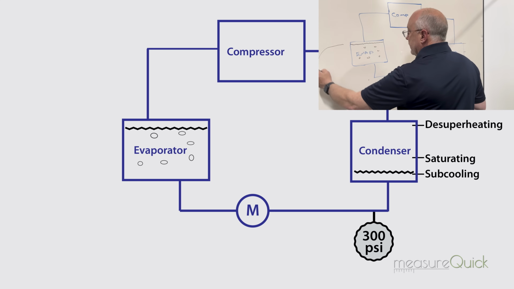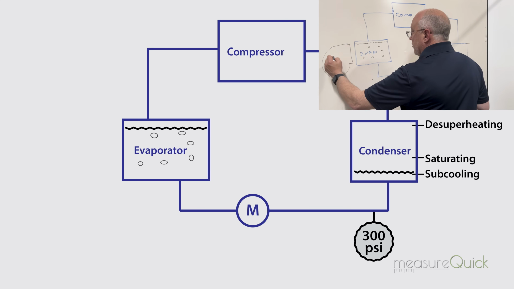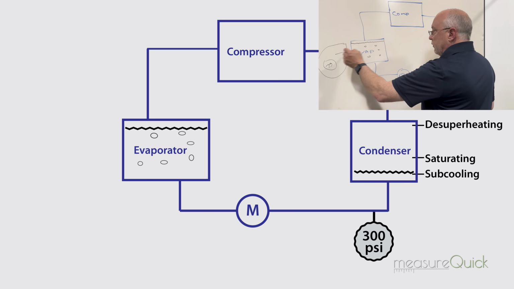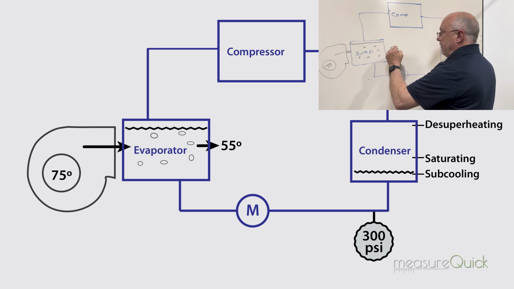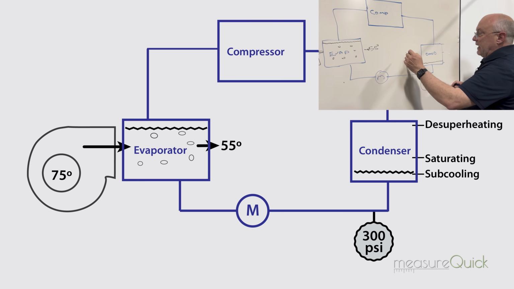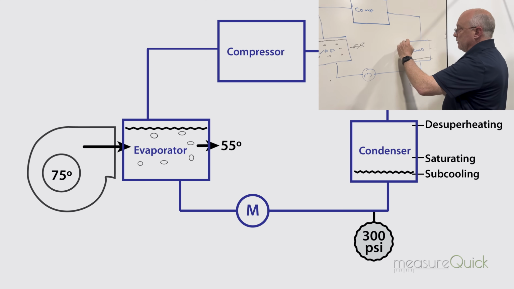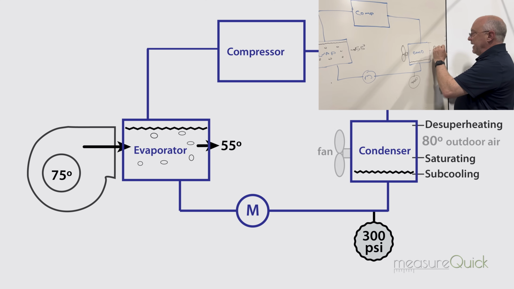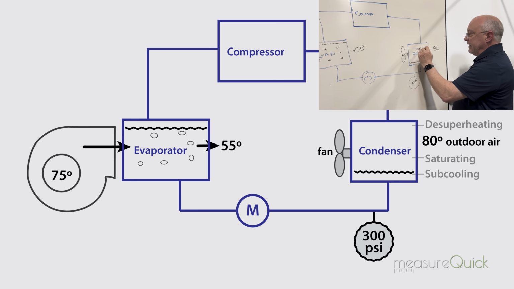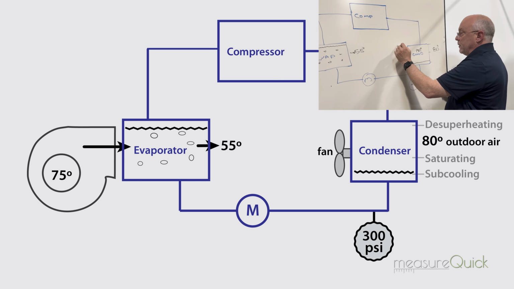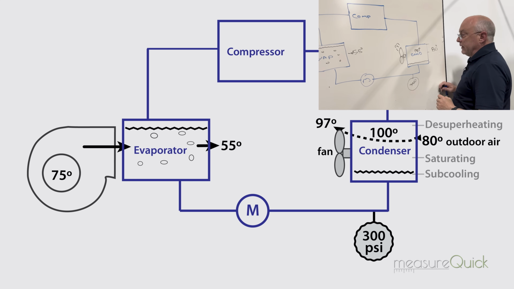We have the blower over here that's blowing air across the evaporator coil. It's blowing the air across, so we start, let's say, at 75 degree air. The refrigerant's absorbing heat and the air is coming out, let's say, 55 degrees, so maybe a 20-degree split across the evaporator, pretty typical. On the condenser side, we're taking the outdoor air, so we'll have a condenser fan here, and we're taking outdoor air that's maybe 80 degrees. We're going across a 100-degree condenser, and we're cooling that coil down, and maybe the air comes out here about 97 degrees or so. So we're cooling that refrigerant down.